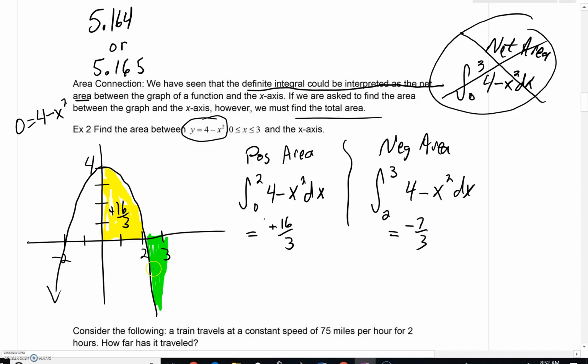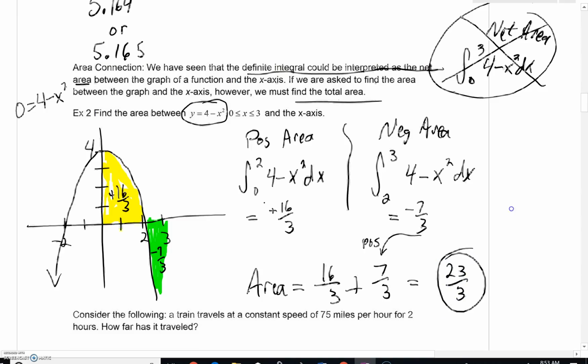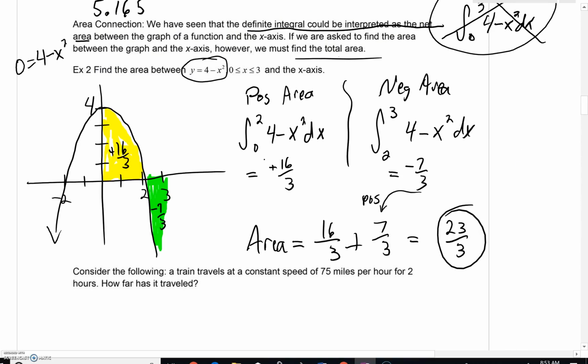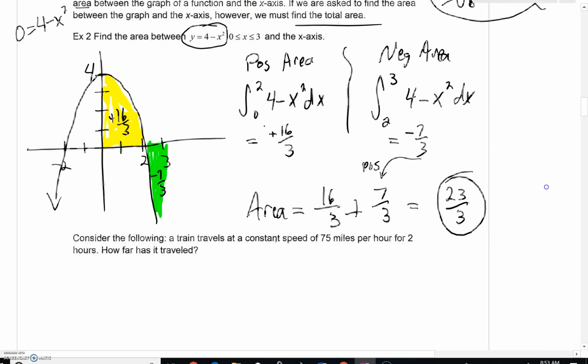So we have area above the curve, area below the curve. But if I were asked to find the total area, we convert negative area to positive area. We're going to make this positive. Keep positive area positive, convert negative areas to positives, and your final answer would be 23/3. Okay, by the way, if that seems familiar, we have done that before. We're just reviewing.